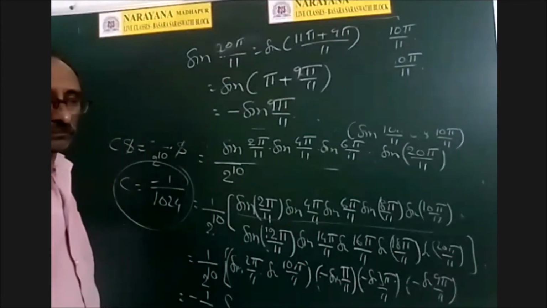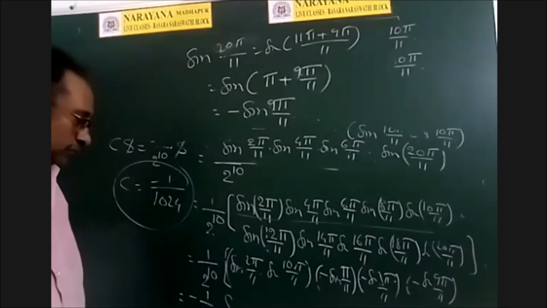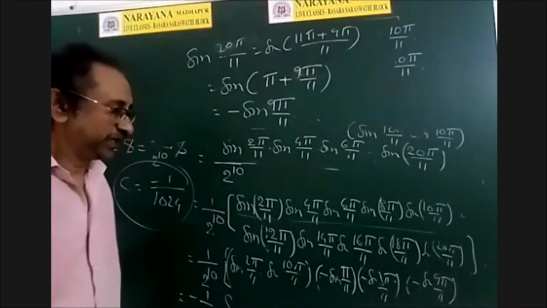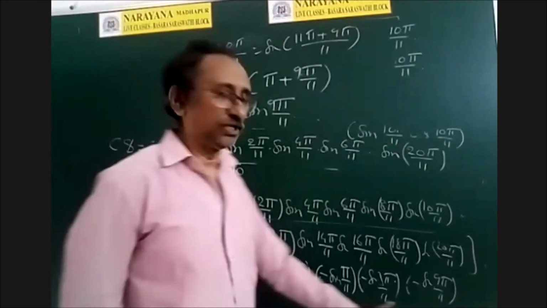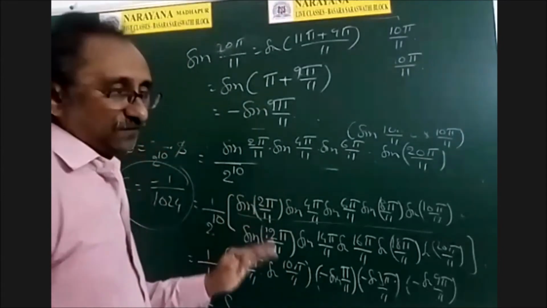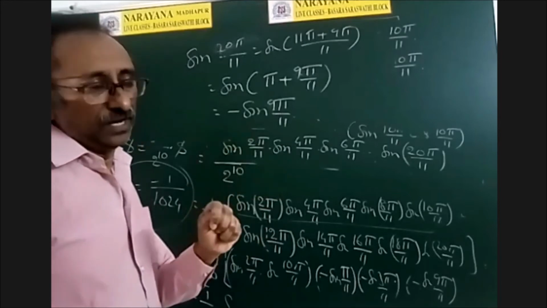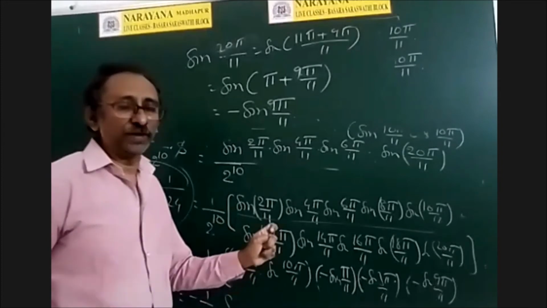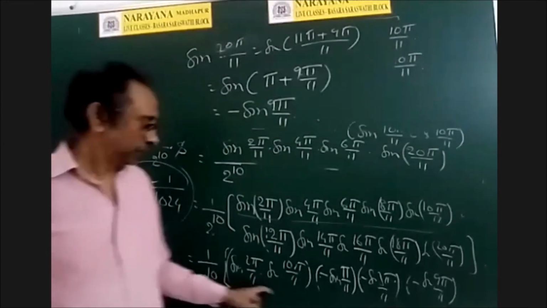And therefore, how many minus signs are there here? Sir, 3. No, I am writing 3 only. So see the odd numbers: pi by 11, 3 pi by 11, 5 pi by 11, 7 pi by 11, 9 pi by 11. So how many? 5. So minus into minus 5 times, negative. And now you read them all off.